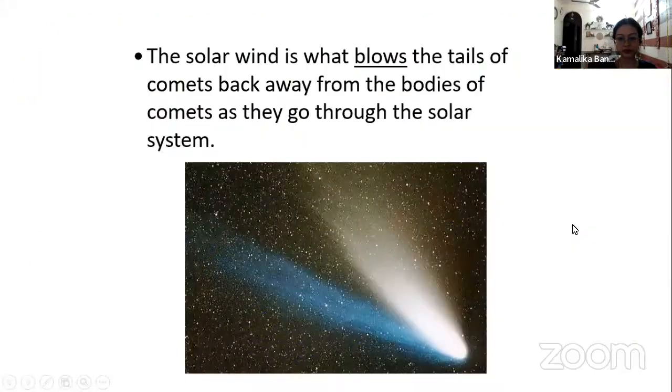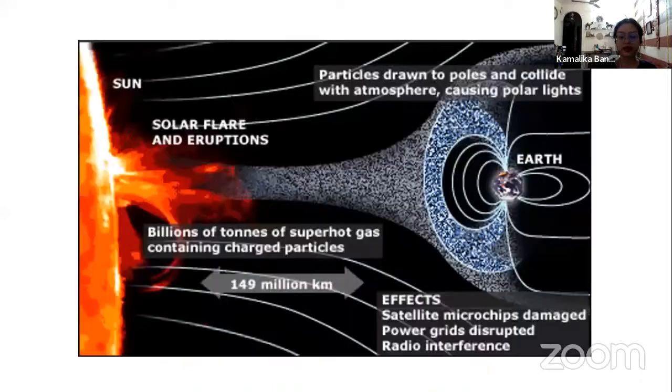the pics. And even for comets, this is the solar wind that blows the tails of comets back away from the bodies of comets as they go through the solar system. Now, as I was explaining, the sun releases these solar flares, these ionized particles move into the Earth's atmosphere, interact with the magnetic field, and they result in the polar lights, and also cause different kinds of interferences like radio, power grid disruptions, satellite microchip damage, etc.